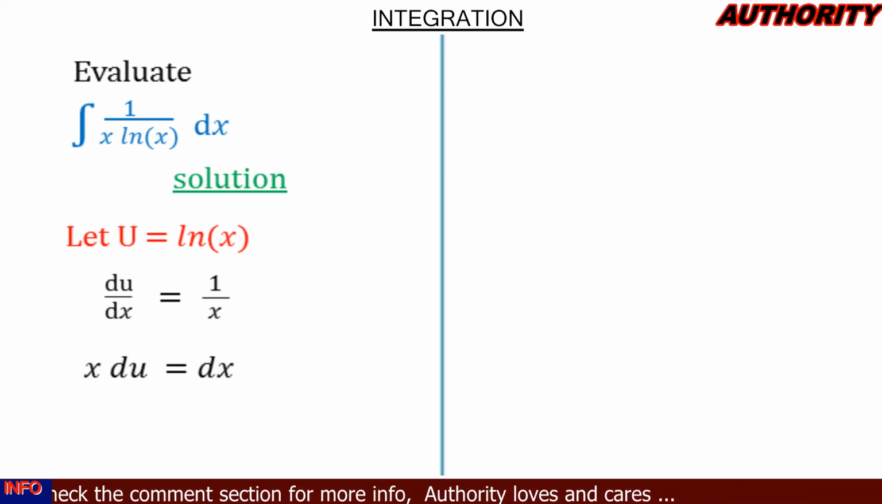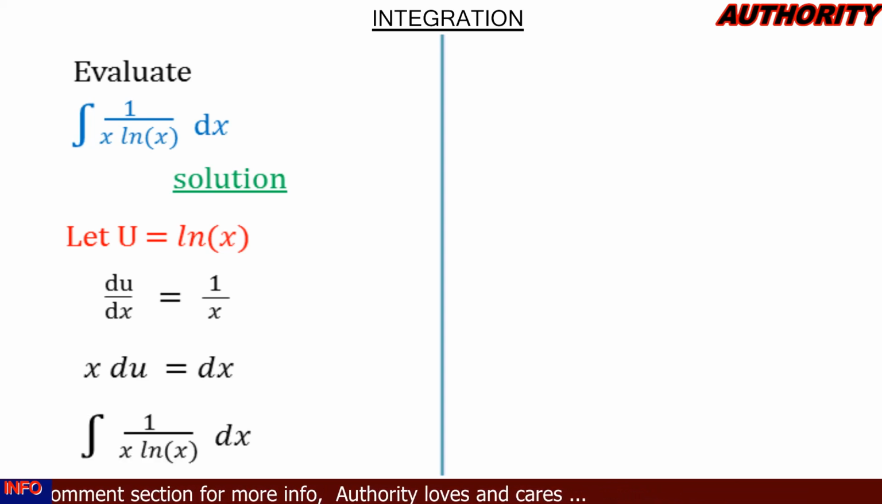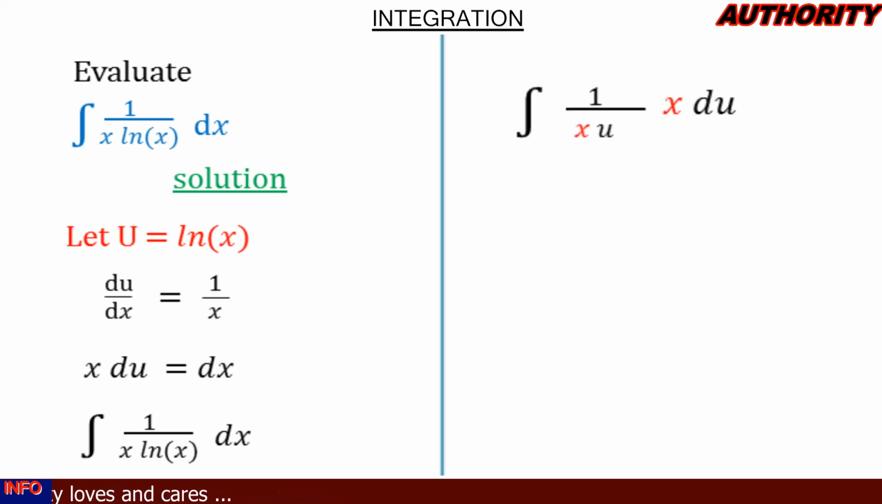Now let's go. We have in our function the integral of 1 all over x ln x dx. Now let's substitute properly now. That means we are going to have the integral of 1 all over x. In place of ln x, now we have u. And then in place of the dx, we write x du.